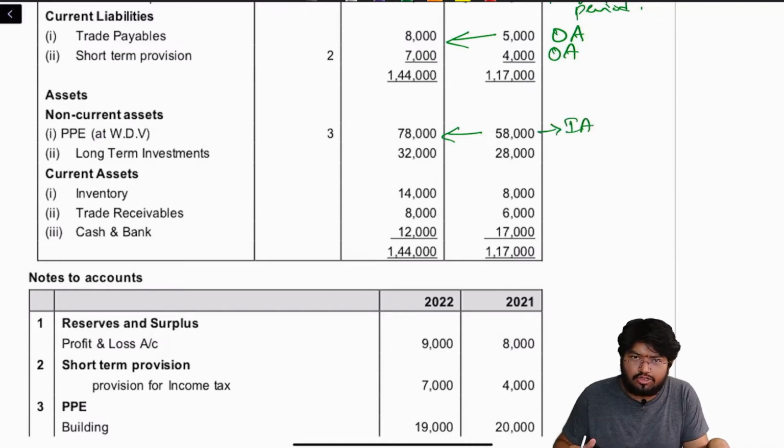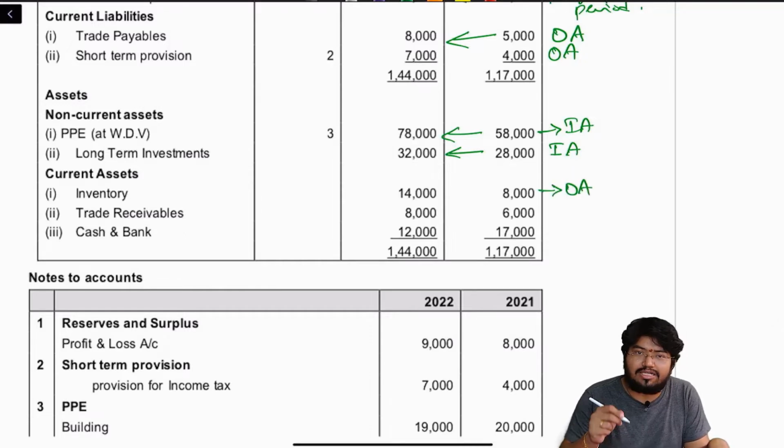Okay, we have not gone through everything in detail, but for now understand that it is investing activity. Next, investments, from 28,000 it has become 32,000. That means here also it is an investment activity only predominantly. Inventories, from 8,000 it has become 14,000. That means it is part of operating activity because it is current assets. Working capital changes you are supposed to consider.